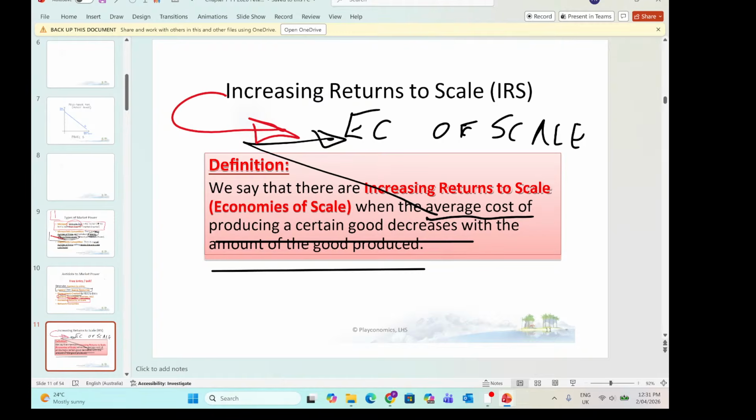And what does the economy of scale actually mean? It means your average total cost is falling when your output rises, right? So it decreases with the amount of goods produced. The average total cost falls when the output rises.